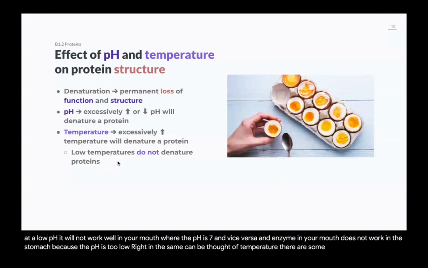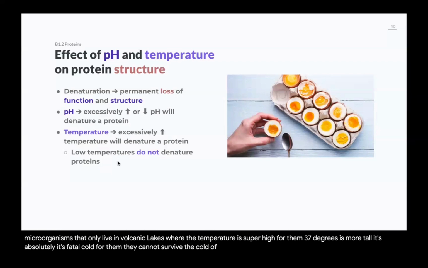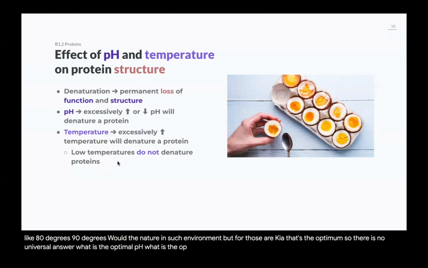There are some archaea, some microorganisms that only live in volcanic lakes where the temperature is super high. For them, 37 degrees is fatal cold. They cannot survive the cold of 37 degrees because they're made to work in environments of like 80 degrees, 90 degrees. Our temperatures would denature in such an environment. But for those archaea, that's the optimum. So there's no universal answer. What is the optimal pH? What is the optimal temperature? It depends on the context. It depends on what you are talking about.